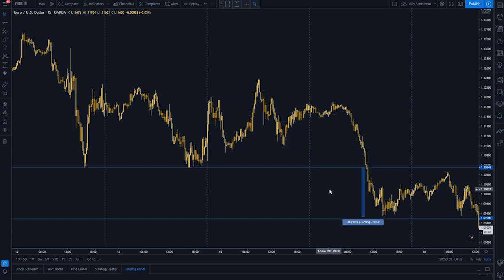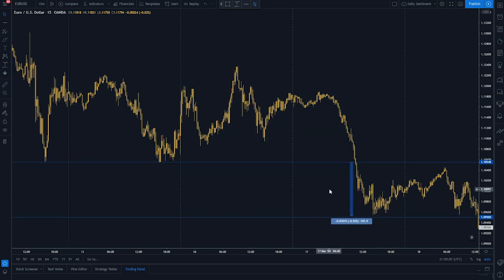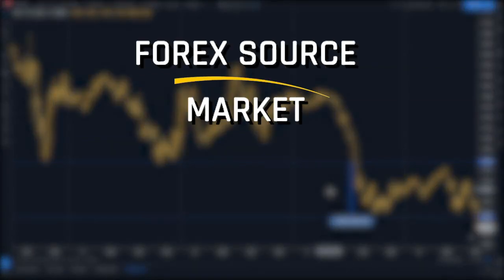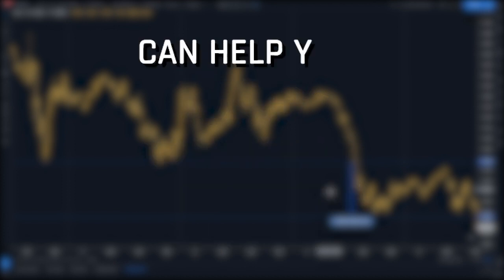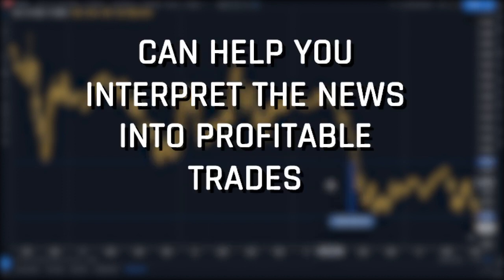Now, the focus of trade examples like these is not to showcase a particular strategy, but rather to show you how our commentary and analysis can help you to interpret news and fundamental analysis and turn it into profitable trades like this one.